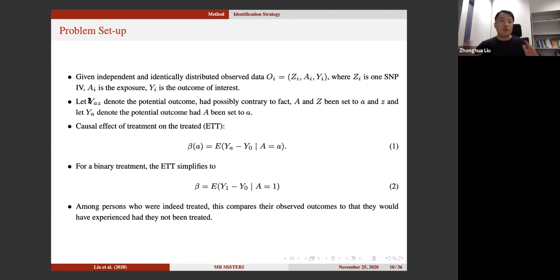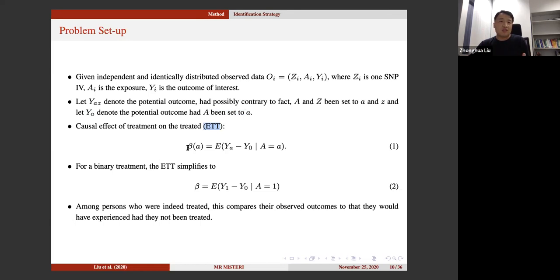So let's use the potential outcome or counterfactual outcome framework to define causal effect. Let Y_{a,z} denote the potential outcome had, possibly contrary to fact, the exposure A and the SNP IV Z been set to little a and little z. I use Y_a to denote the potential outcome had the exposure been set to a. Now, we define the causal effect, the effect of treatment on the treated, ETT. This is the parameter of interest in our paper.